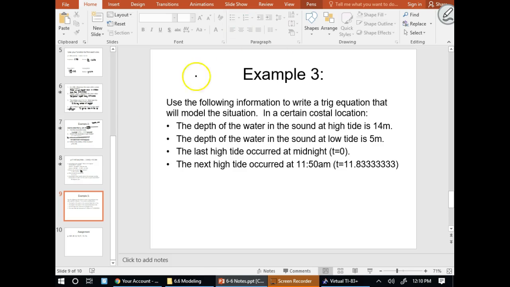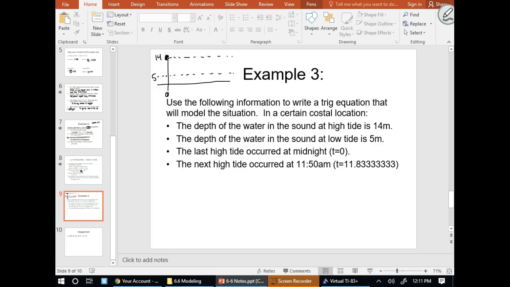So here we don't have to necessarily do a graph, but sometimes it might be helpful. If we just sketch a graph, the lowest tide would be right here at 5, and the highest tide would be up here at 14. It tells us the last high tide occurred at midnight, and midnight is at t equals 0. So high tide was at midnight.